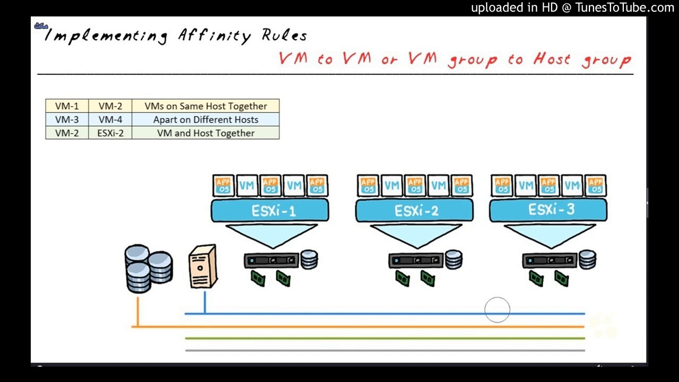If we click on it, it'll show us the details of it down below. And if we created a conflicting rule, and let's just do that so you can see it, we'll click on Add. And currently we have a rule that VM1 and VM2 should run on the same host.